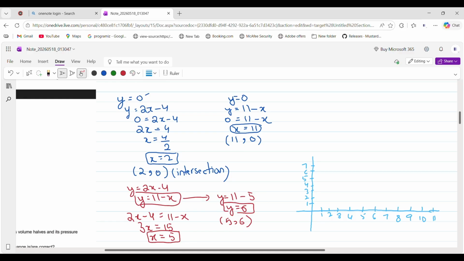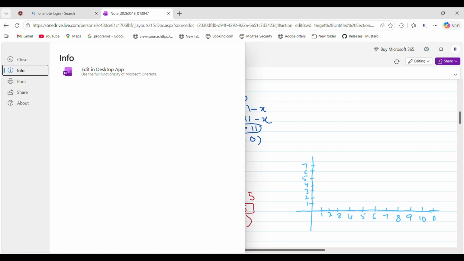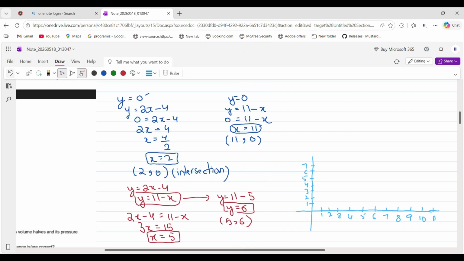Our first point is 2, 0: x is 2 and y is 0. So this is my 2, 0 point. Our second point is 11, 0: x is 11 and y is 0 again. Our third point is 5, 6, which means x is 5 and y is 6, so it will be here. If I combine these 3 lines, what do I get? I get this shape.